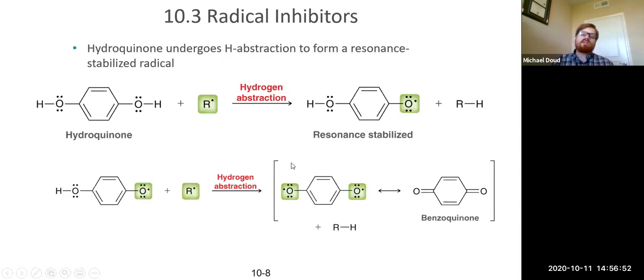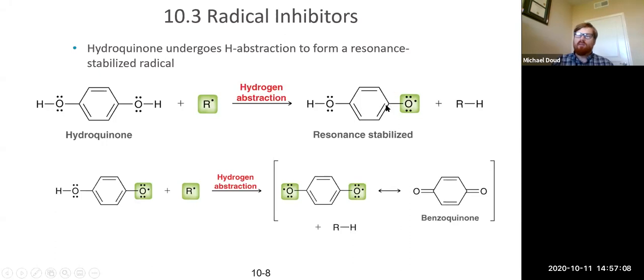Here we go. So hydroquinone, if you do a hydrogen abstraction from the hydroquinone, that gives you this radical here. You should notice right away, this radical is in the benzylic position. In other words, it's bonded directly to a carbon in the benzene ring. So we know that that's resonance stabilized, right?